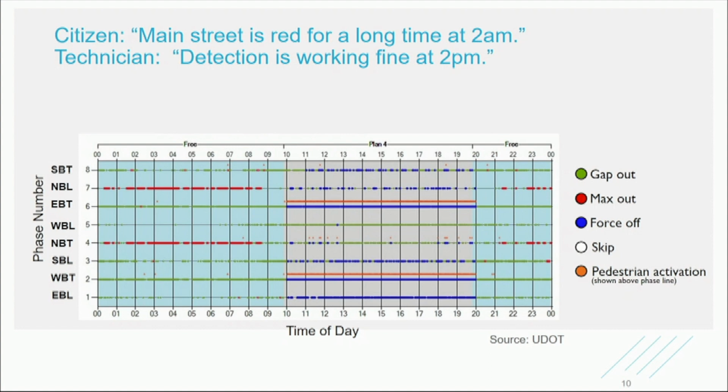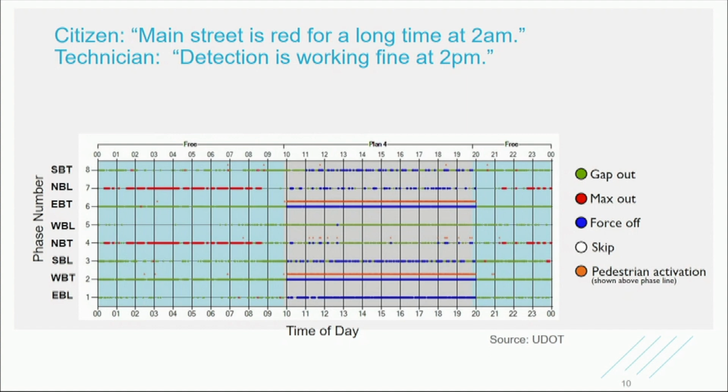Under the old way, they would get that call in the morning, and then the traffic signal engineer or the technician would go out to the field at 2 o'clock in the afternoon and say, my detection looks fine. Everything looks normal. I don't see what the problem is. Things are working good. This person must be crazy.